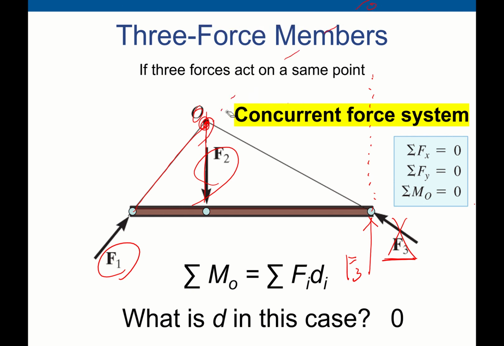But we are talking about the point O. Obviously, this one is not perpendicular. This one is parallel, right? F2 and F3 are parallel. So that means this is not stable, because the moment at any point O should be equal to 0.